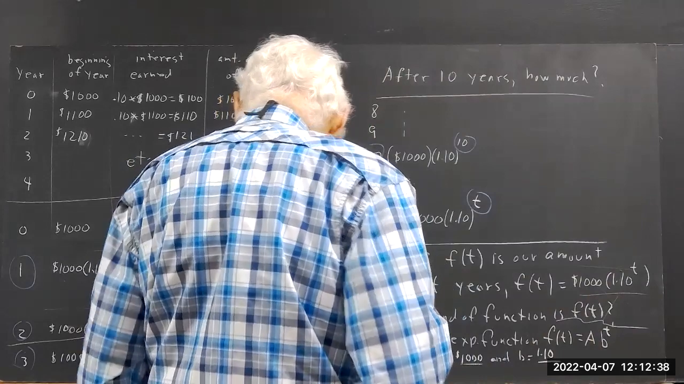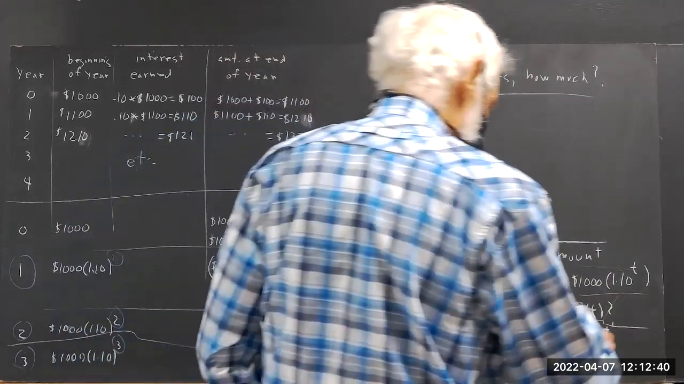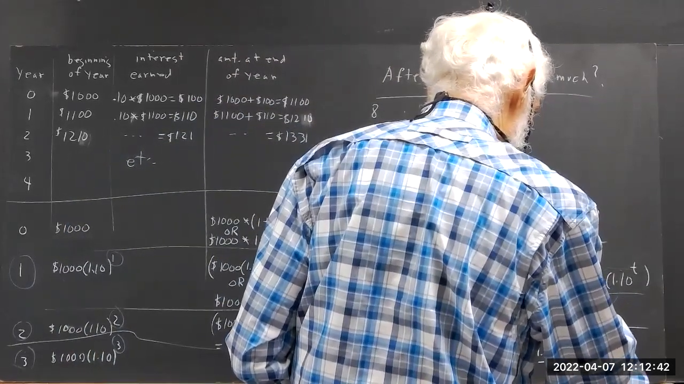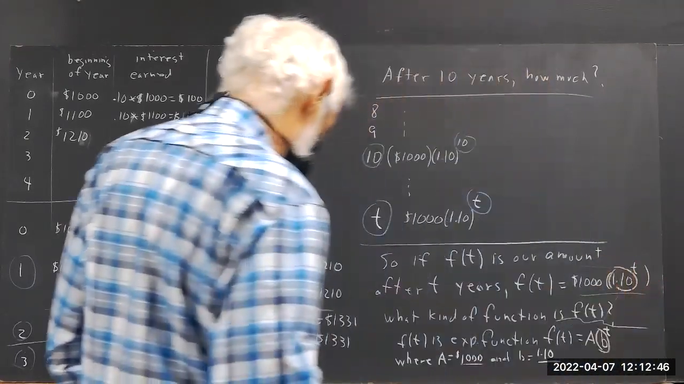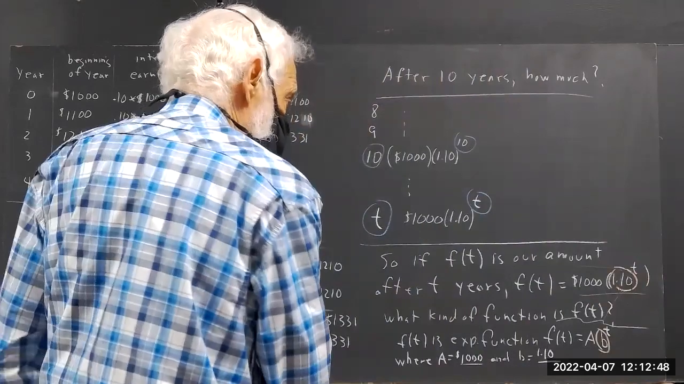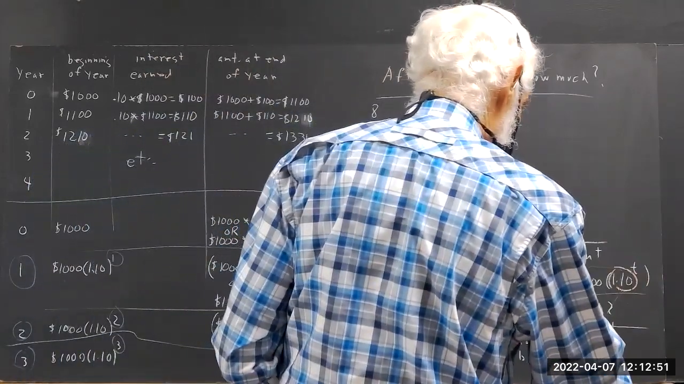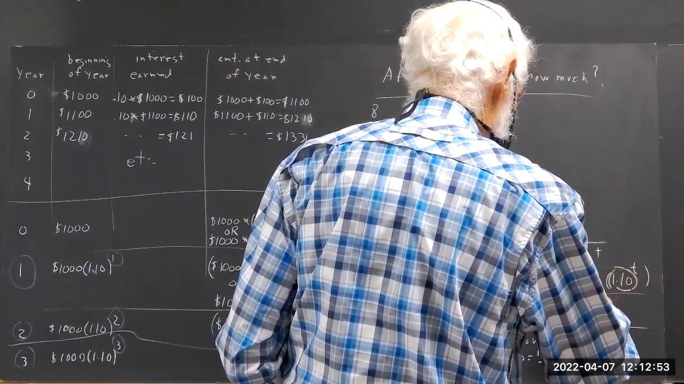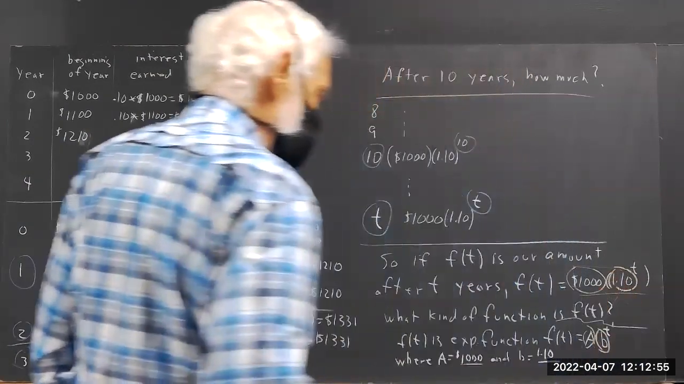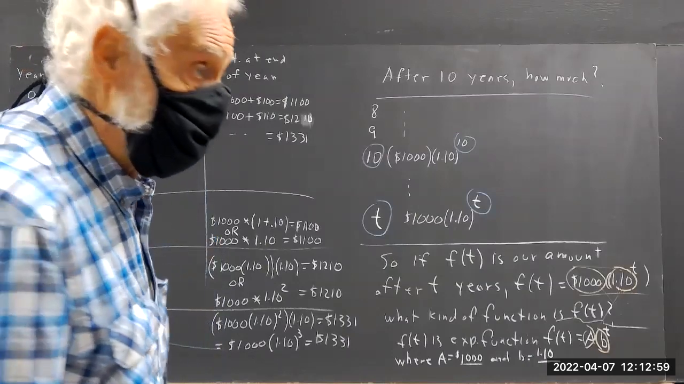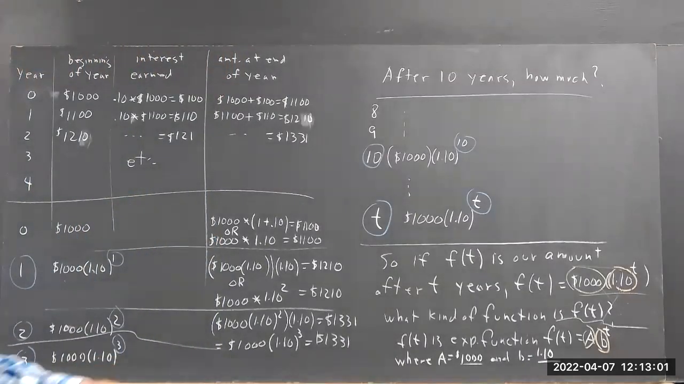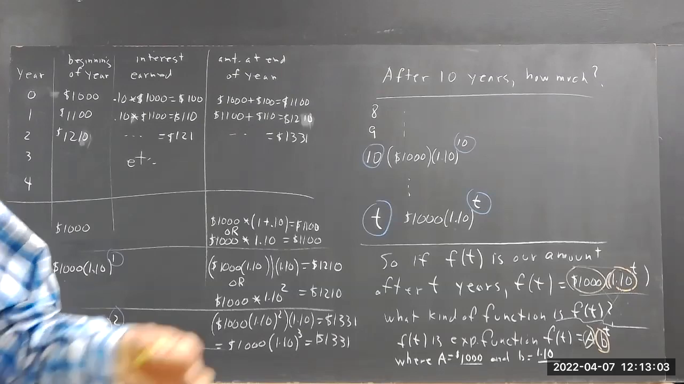And I kind of use colors to emphasize that. B is raised to the T power. 1.10 is raised to the T power. A is the thing that's multiplied by that, which is your $1,000. Okay. Now that relates back to the graphs that you looked at in the previous section.